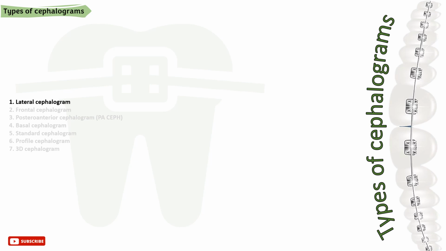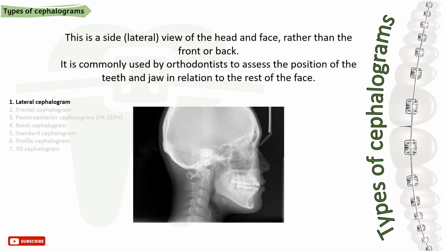Number 1. Lateral cephalogram. Hence the name, it is a side or a lateral view of the head and face, rather than the front or the back. It is commonly used by orthodontists to assess the position of the teeth and jaw in relation to each other and to the rest of the face. And this is the view we are going to go through the analysis of throughout this tutorial.